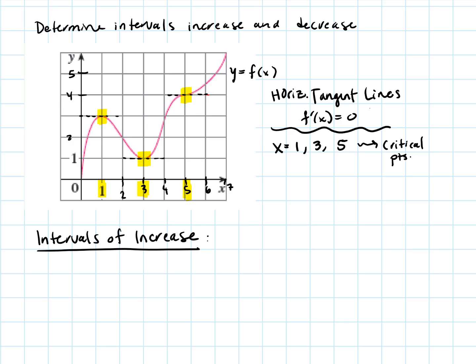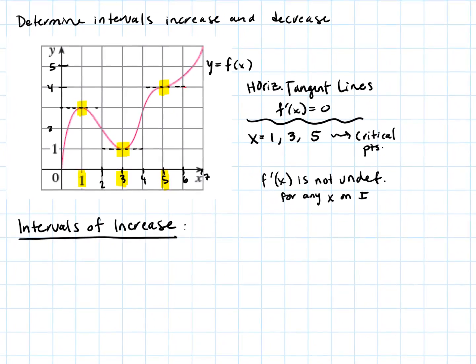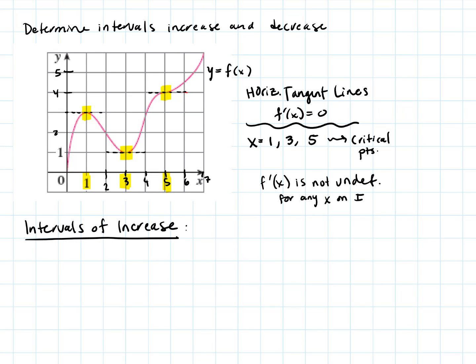This particular curve, I will put this in parentheses, did not have places where f prime of x is undefined. It didn't have any places where we had corners or cusps, but those are also places that we would need to consider if they occurred on the graph. So f prime of x is not undefined for any x on the interval, I'm going to say I for the interval. So we didn't have those, but worth mentioning that we should consider those if they were. Those would also be interesting points on the graph.